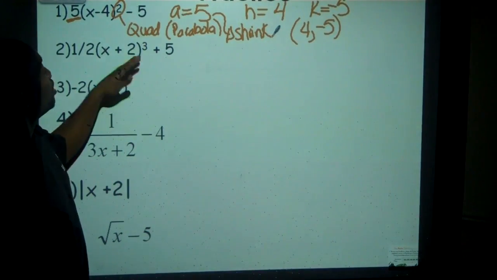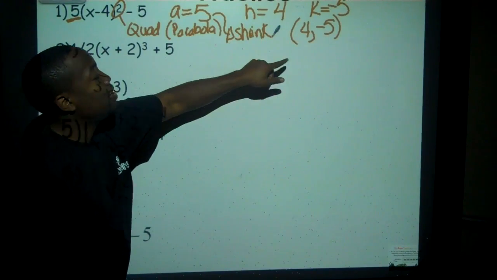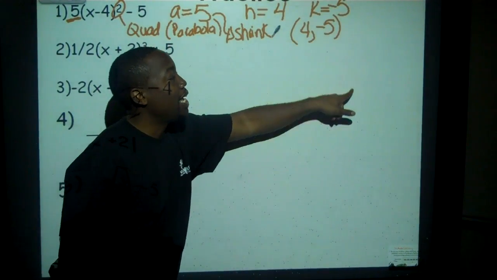Alright? So this is my A, this is my vertex, it's going to shrink. In this situation, it's going to go to the right 4 and down 5.